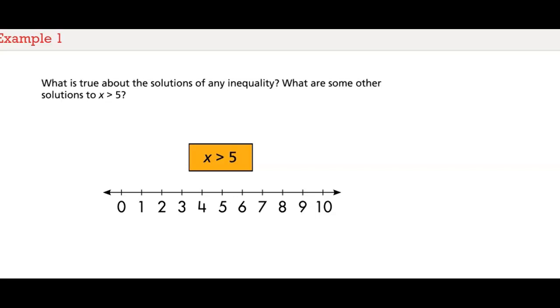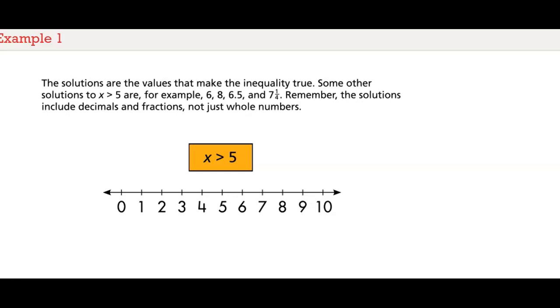What is true about the solutions of any inequality? What are some other solutions to x is greater than 5? The solutions are the values that make the inequality true. Some other solutions to x is greater than 5 are, for example, 6, 8, 6 and 5/10, and 7 and 1/4. Remember, the solutions include decimals and fractions, not just whole numbers.